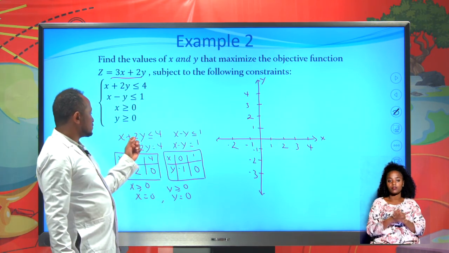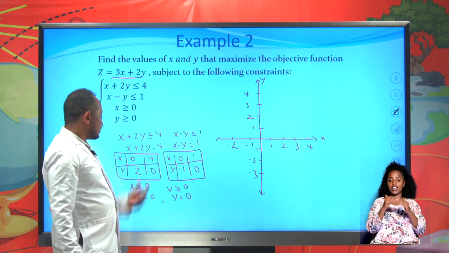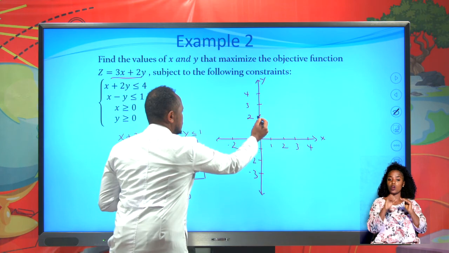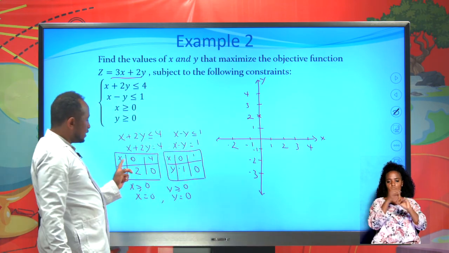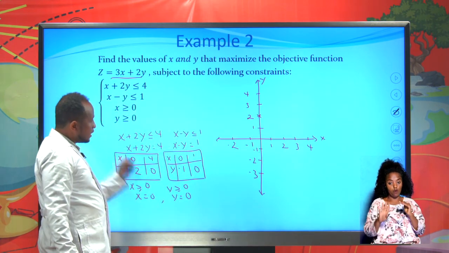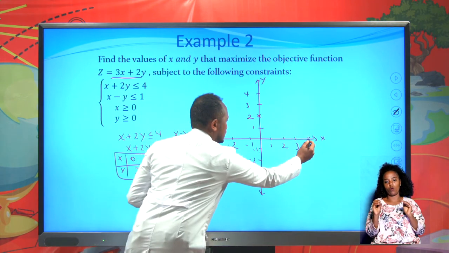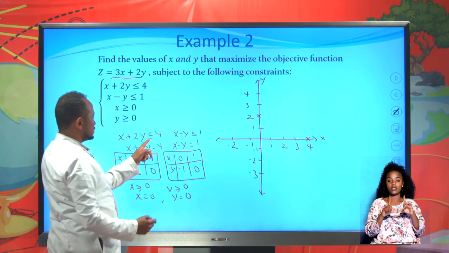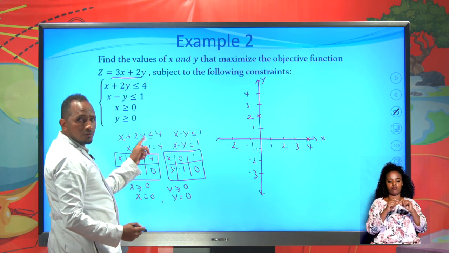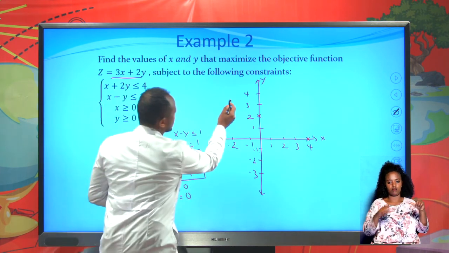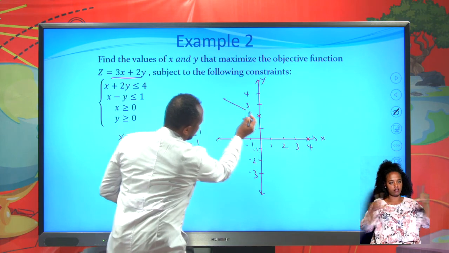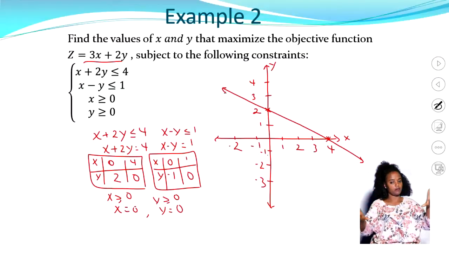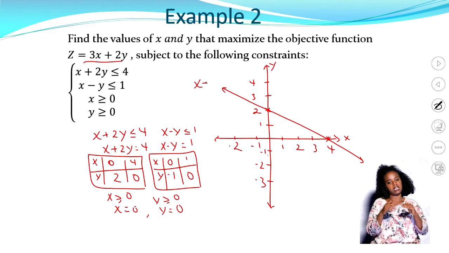For this part, x plus 2y less than or equal to 4, the points are these. When x is 0, y is 2, this point. And when x is 4, y is 0. So the line is a solid line, because it's less than or equal to, so it includes the boundary line. This will be our line, and the equation of this line is x plus 2y is equal to 4.